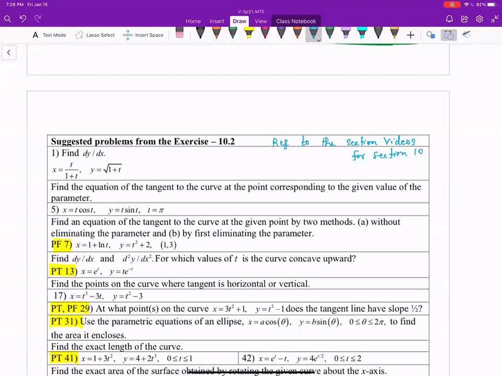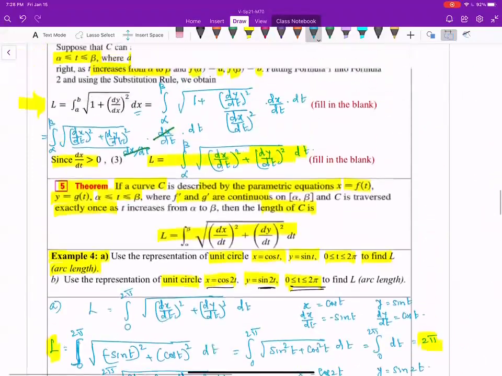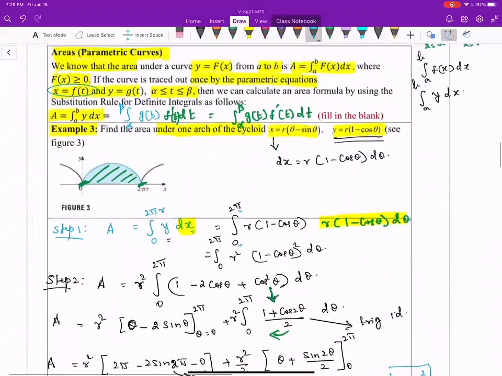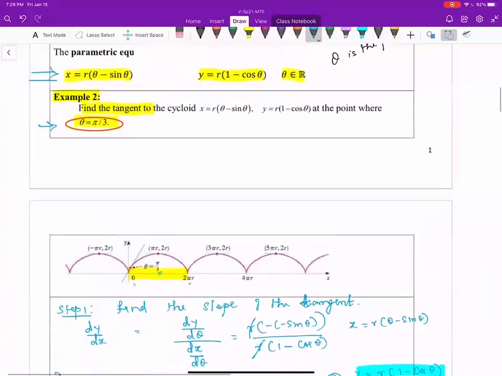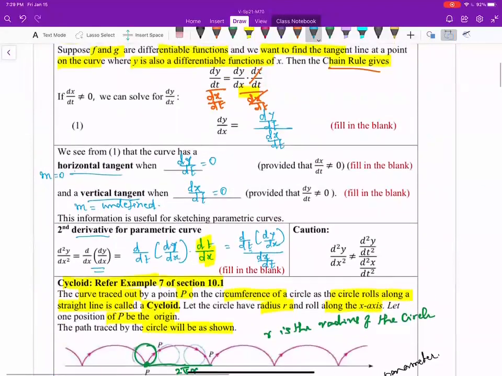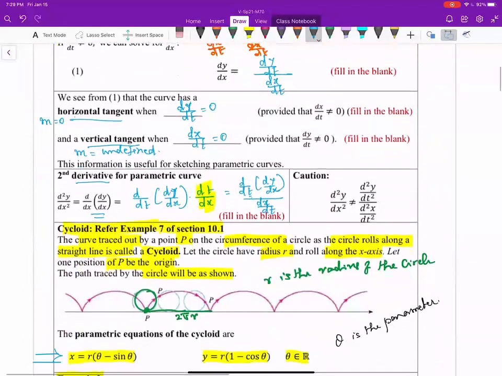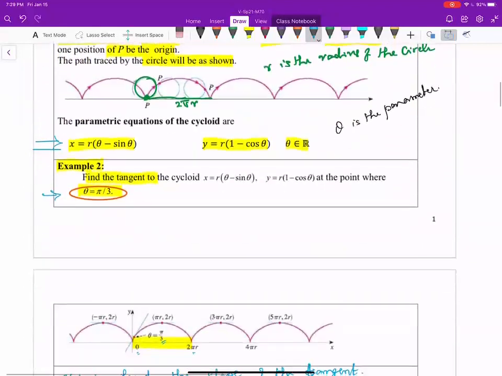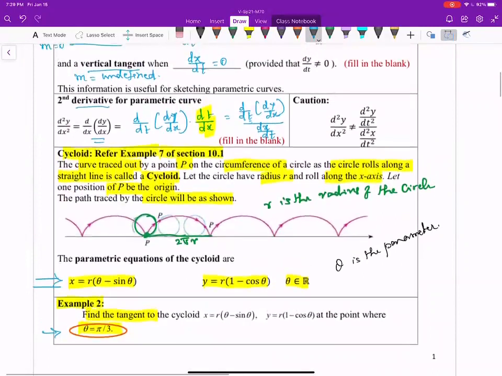For section 10.2, you have learned a lot of information about the calculus aspect of parametric curves, like finding the tangent, finding the slope of the tangent line, finding the equation of the tangent line. Also, under what condition there is a horizontal tangent, under what condition there will be a vertical tangent, and how to get the second derivative. Second derivatives normally help you get the condition for concave up or concave down. You will see some problems in the homework exercises and my section videos as well.